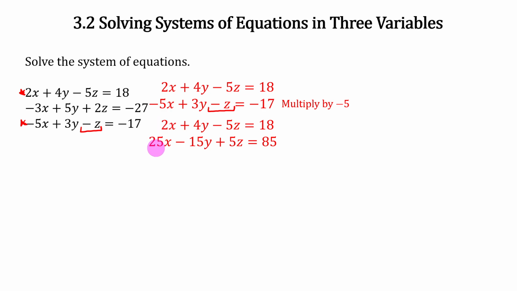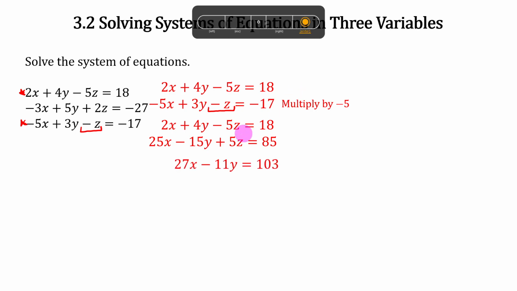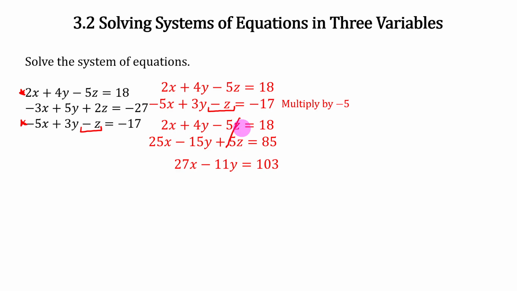So now I should have 27x minus 11y, and my z's cancel out, equals 103. Now again, this is where you just stop here and go back, and I did these two. Now I need to do a different pair. And yes, you could choose the first two and try to do something with them, but I still think I want to use this bottom one, so I'm going to use these two now.